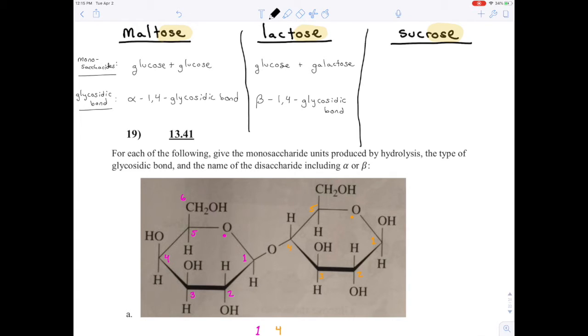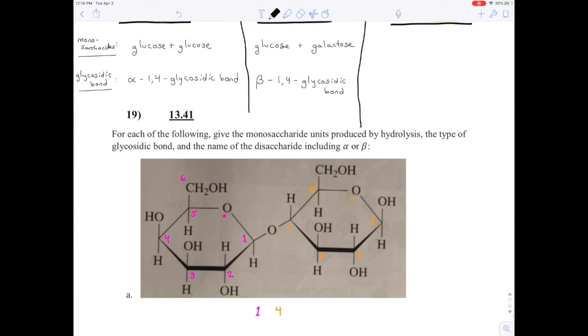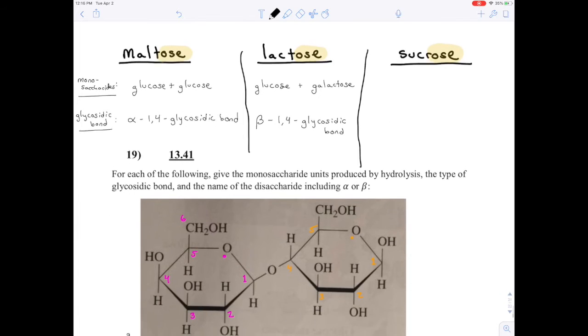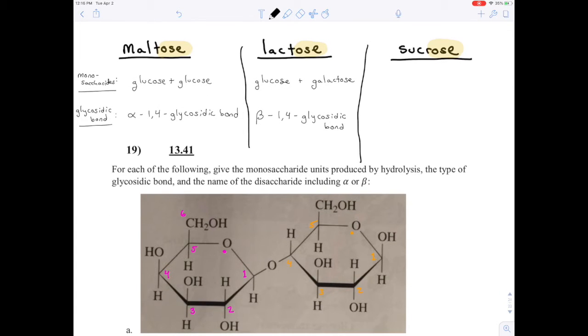So in the case of lactose, the two rings are going to be connected, carbon 1 on one ring to carbon 4 on the other, and the oxygen in the glycosidic bond will be going up relative to the ring on the left. And that will be lactose.